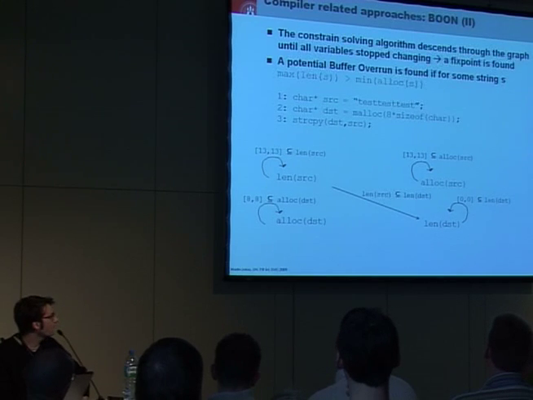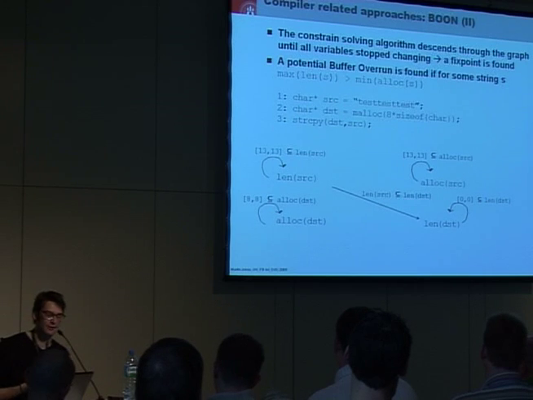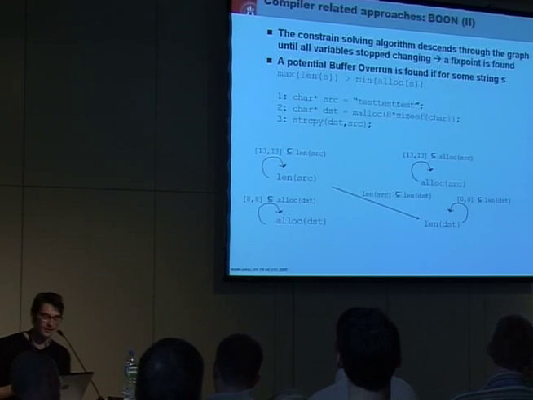After we build the graph, a constraint solving algorithm works on the graph. It descends through the graph until all variables are stopping. So it descends through the graph, and every time it encounters an integer range constraint that causes one of the variables to change, it changes the variable accordingly.